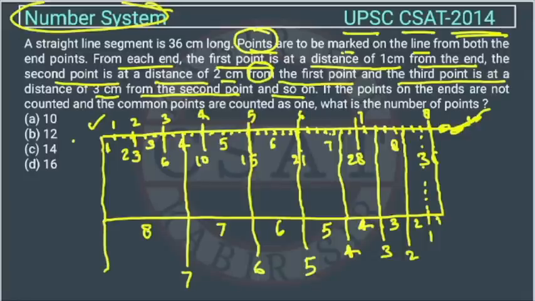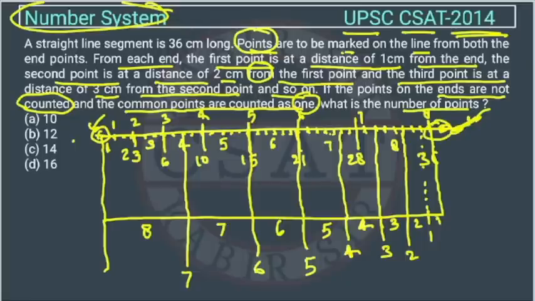So now we have drawn it, right? The points on the ends are not counted, and the common points are counted as 1. What is the number of points? So how many points are there? The corner points, the end points, we do not have to consider, and the common points we have to consider only once, right? So let's count. This point we will not count, and this point also we will not count. So how many points are there? 1 2 3 4 5 6 7, so 7 is there.